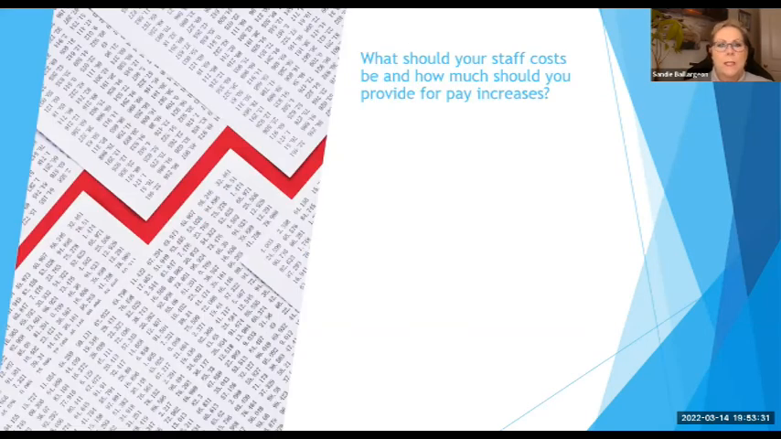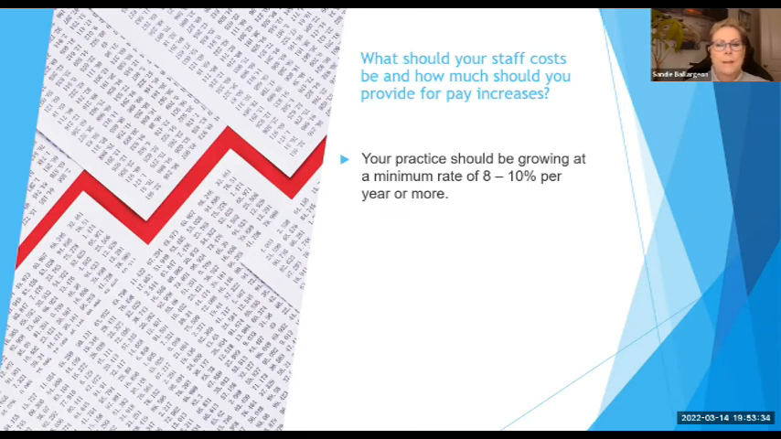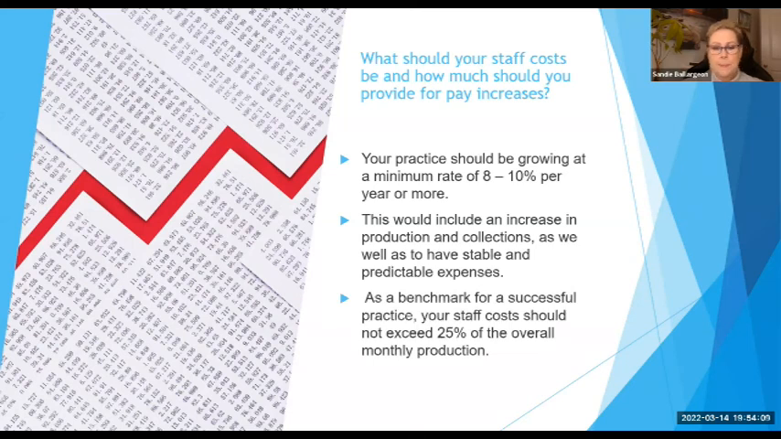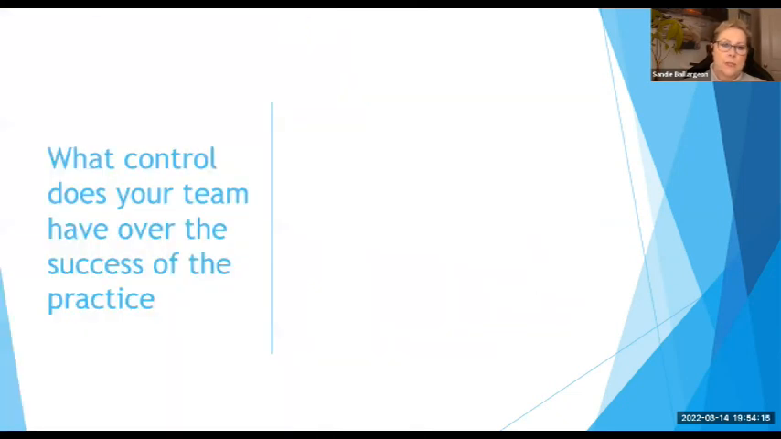So what should your staff costs be and how much should you provide for pay increases? The average practice should be growing at a rate of 8 to 10% per year or more. Now, I realize that with the pandemic, most people are in recovery mode right now, so that might be a little bit lower, but that's certainly a target that you want to achieve each year. You want to be growing your practice each year. This would include an increase in production and collections, as we have to have stable and predictable expenses in order to have a viable business. As a benchmark for your practice, your staff costs should not exceed 25% of the overall monthly production.